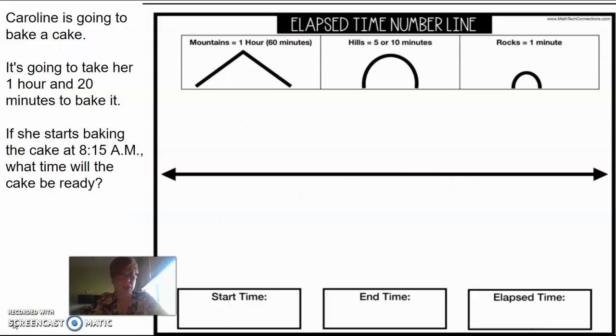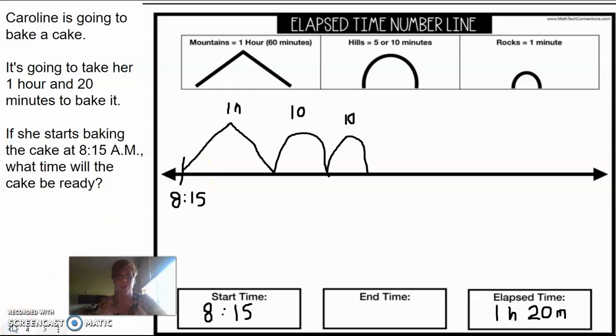Let's do one more. Clear your screen. Let's read this together. It says Caroline is going to bake a cake. It's going to take her 1 hour and 20 minutes to bake it. If she starts baking the cake at 8:15 a.m., what time will the cake be ready? Please write down start time, elapsed time. Put down the start time on the number line and add your mountains and hills for me.